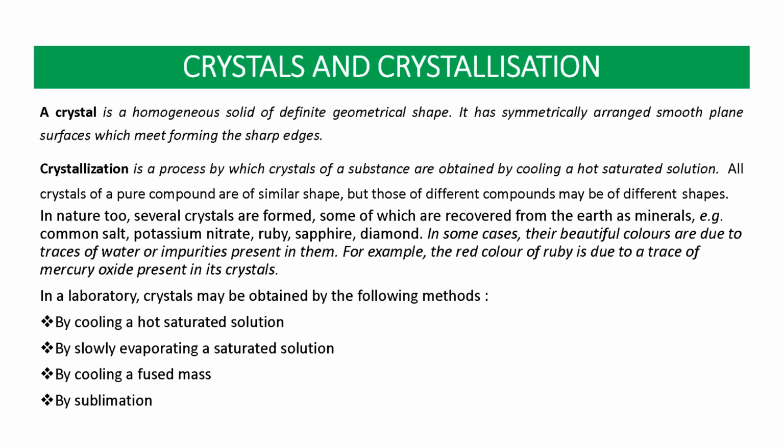For example, the red color of the ruby is due to a trace of mercury oxide present in its crystal. So you can see the ruby has a red color. The red color is due to the trace of mercury oxide present in its crystal.